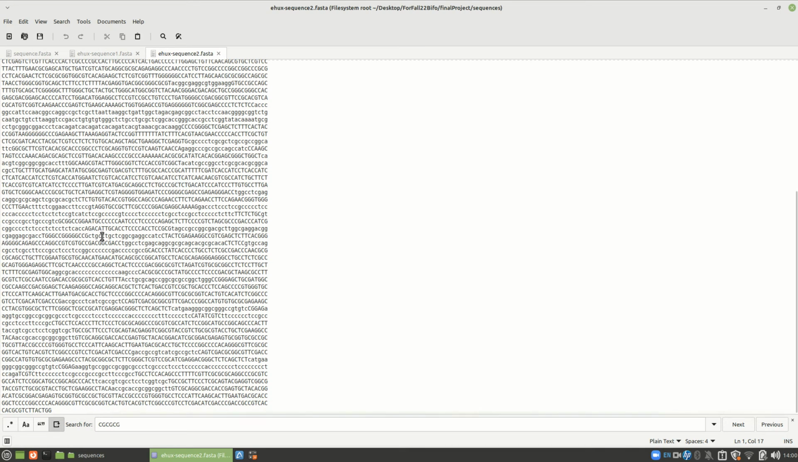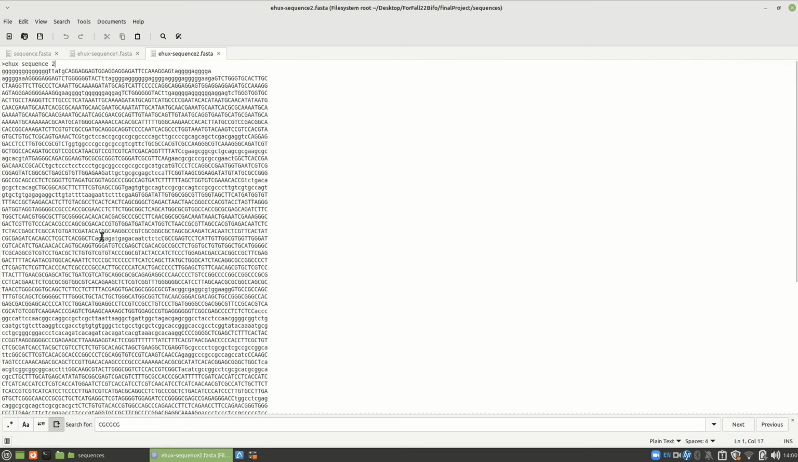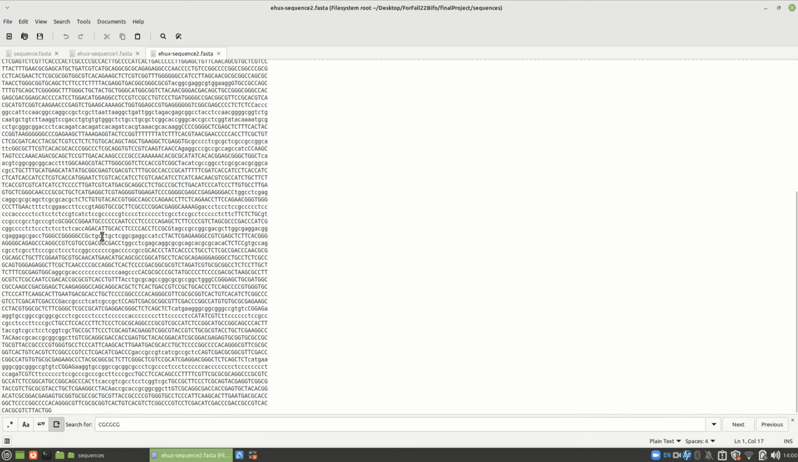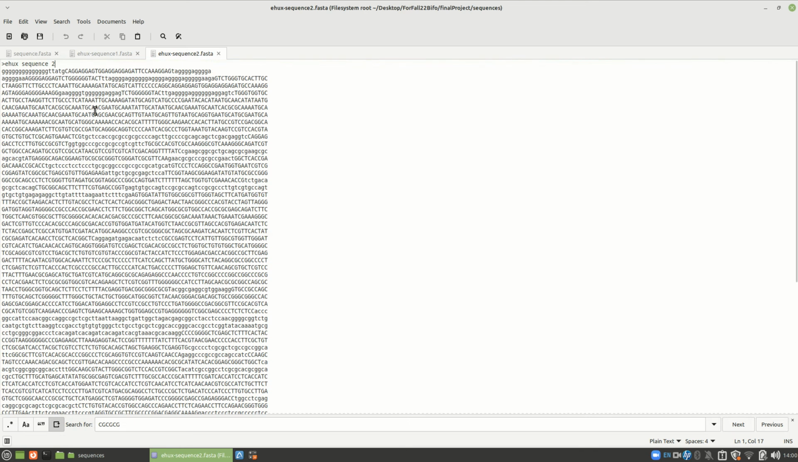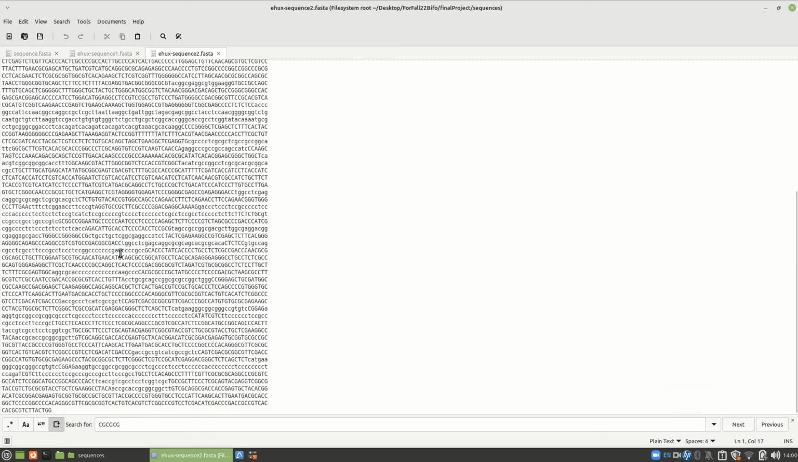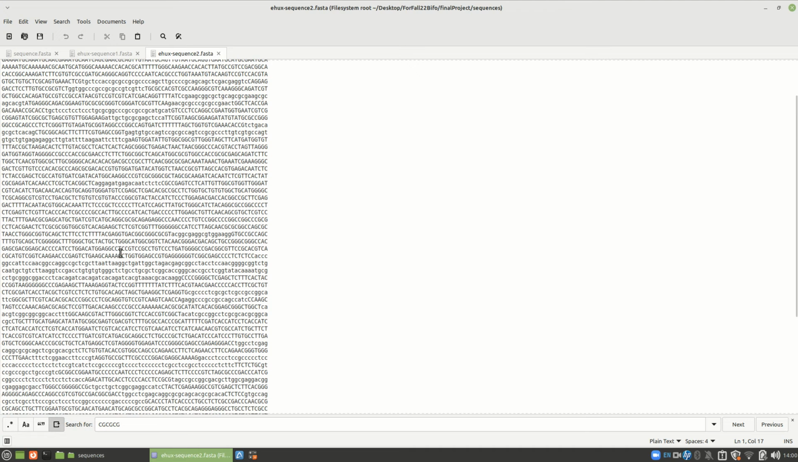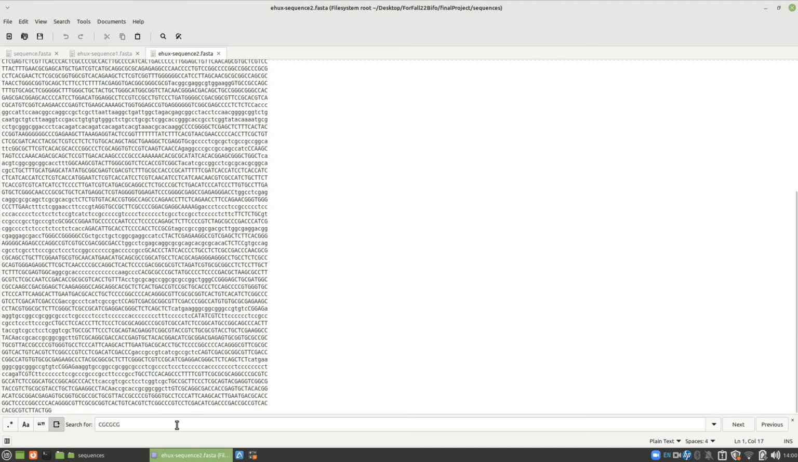It looks a little cleaner. Sequence 1 is difficult because it's not very clean. There are some Ns and lots of little letters. This one seems to have a few more larger letters, and so that means they're more confident about the sequence being correct, and we don't see any Ns at all, so that's good.